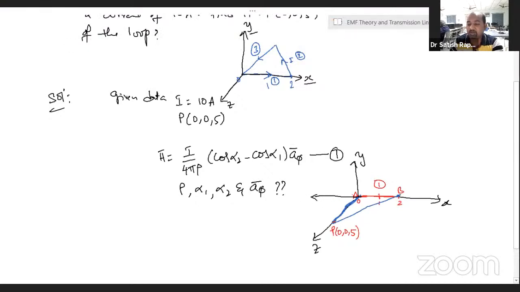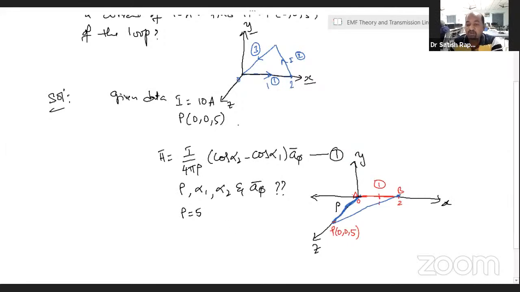So the x-axis we have considered. Therefore, rho is straight away 5, right? Rho is straight away 5 because the lower end is at the origin and point P is on the z-axis. So therefore, the distance from origin to point P is 5. So therefore, rho is 5, right?